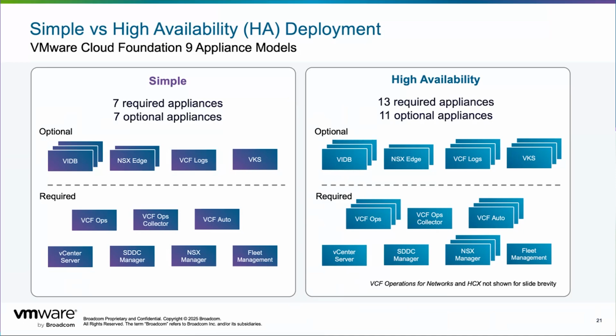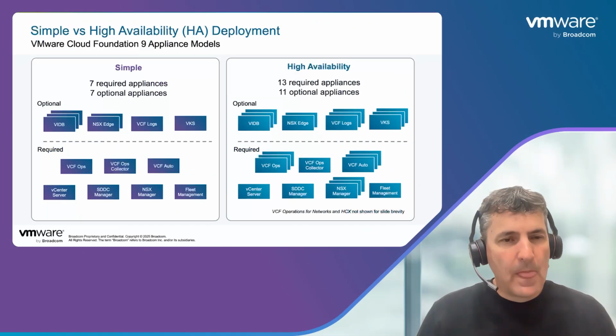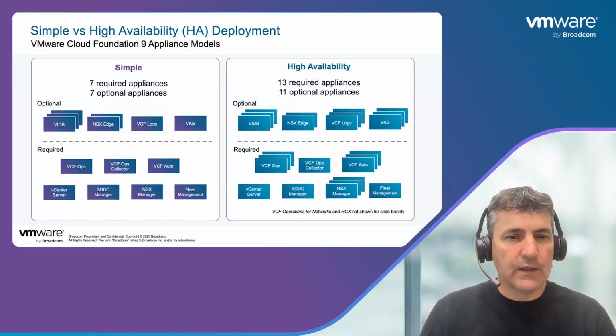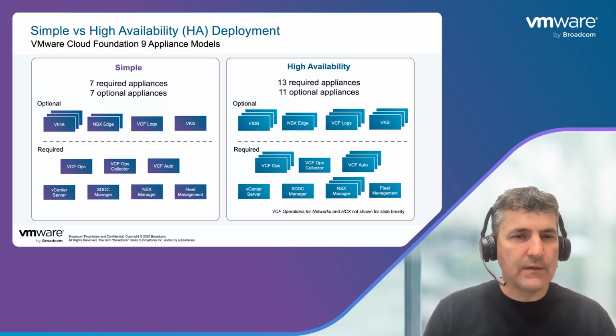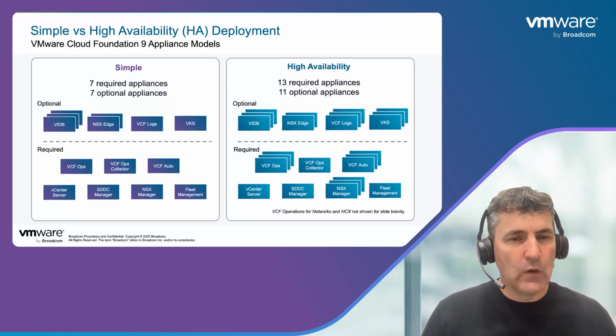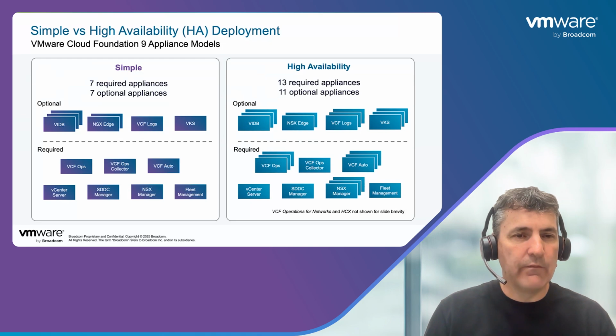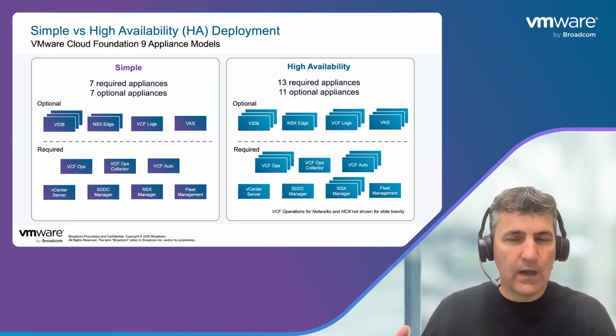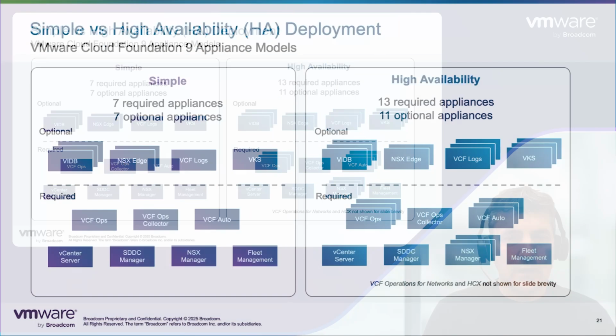And so you have a smaller footprint, there's less components, there's less CPU, memory, storage requirements. And this works great for proofs of concepts, for testing, for dev, for lab environments. But keep in mind, you're sacrificing some of the resiliency and some of the potential availability when you go with the simple deployment model because you don't have that built-in redundancy like you do on the high availability approach, as you see on the right-hand side there.